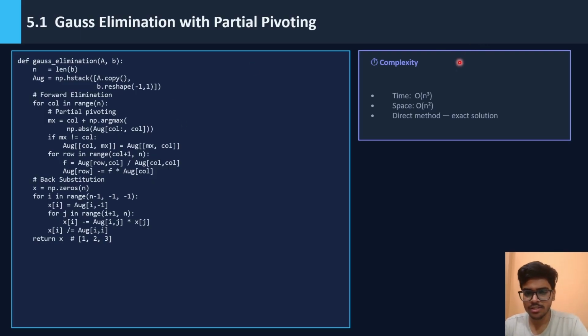The time complexity is O(n³) because of nested elimination loops. The space complexity is O(n²) since the augmented matrix is stored. This method gives an exact solution in finite steps.